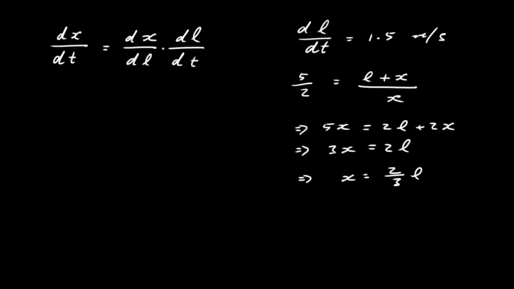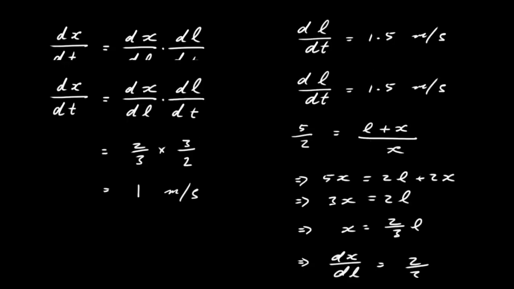Now what I need is dx/dL. I need to differentiate x with respect to L. So I'm going to do dx/dL here, and that'll just give me 2/3. Now I have dx/dL and I have dL/dt, so I can work this out up here. dx/dL is 2/3. I'm going to multiply that by 1.5, which is 3 over 2. Leave it as a fraction. You can see that if you multiply 2/3 by 3 over 2, you'll get 1. And remember, that's meters per second.